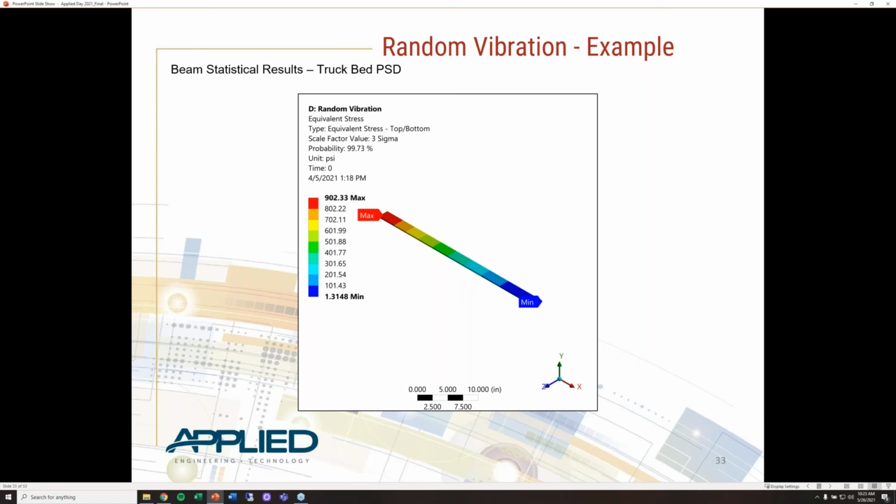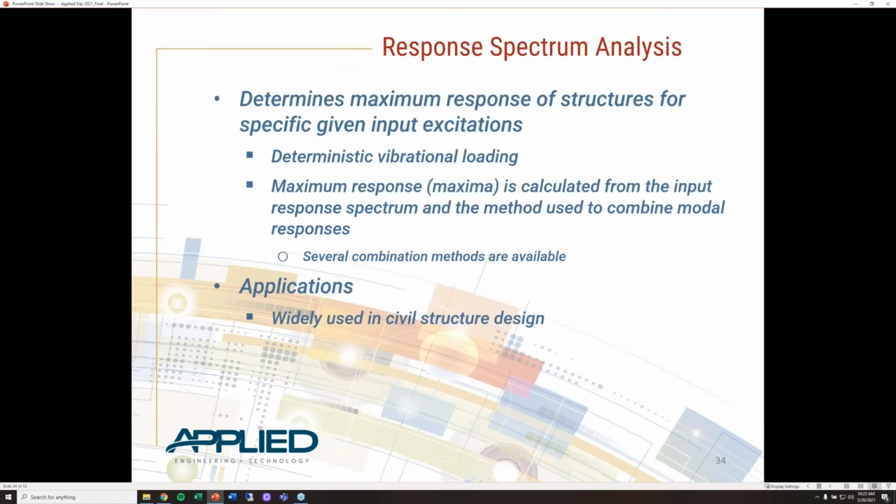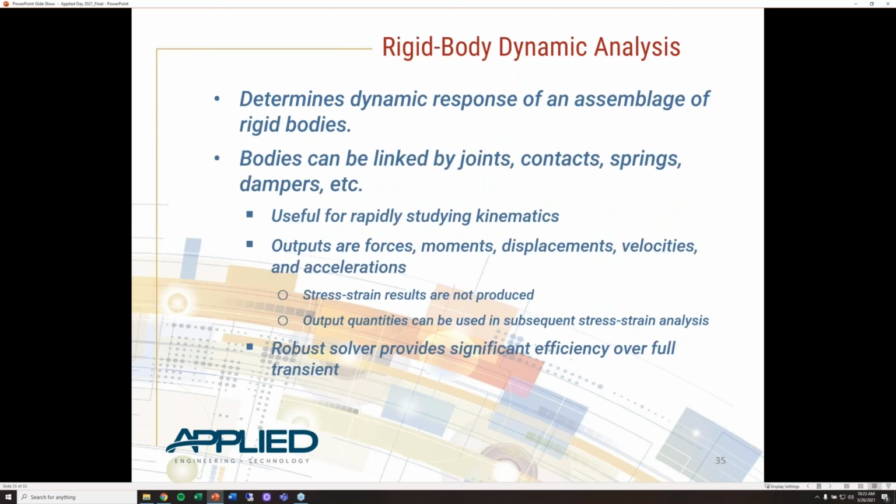And so we'll move on to the response spectrum analysis. This type of analysis determines the maximum response of a structure for given input excitations. This is deterministic vibrational loading, where the maximum response is calculated from the input response spectrum. We have several methods to combine these input responses. This is widely used in civil structure design. We don't have an example for response spectrum, so we'll move right into rigid body dynamic analysis.